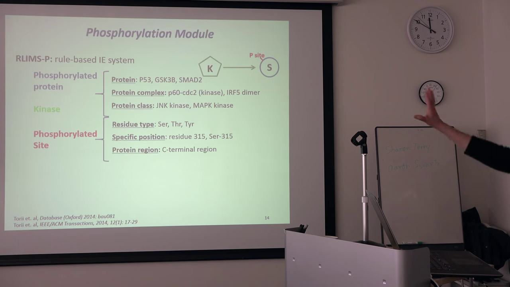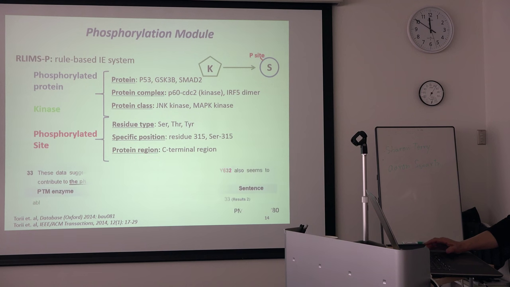So the phosphorylation module, you already saw RLIMS-P, this rule-based system for detecting kinase substrate sites. Now you will notice that this is not just an individual protein that could be directly normalized to a uniform accession number, because we may be talking about protein complexes, we may be talking about protein classes. So again, there are these, I call them, composite data types. Phosphorylation residues, specific locations, and sometimes it has to do with regions, and so we can extract these different types of protein classes, and then we can map them.